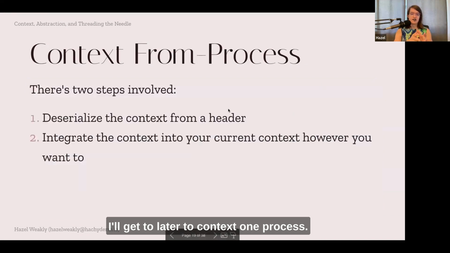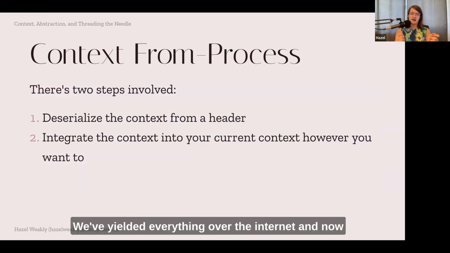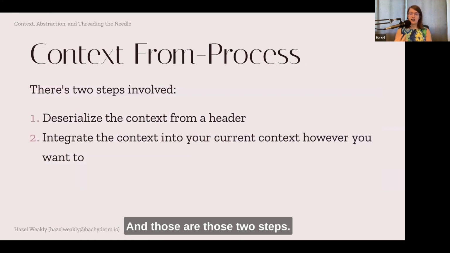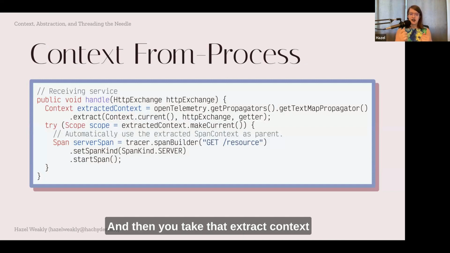The context run process. This is the second process. We've yielded everything over the internet, and now we're ready to receive that and actually integrate it. And those are those two steps. So for this, you get the propagator, you ingest everything, and you deserialize that context, and you extract it. And then you take that extracted context, and you make it your current context. You don't need to make it the current context, but typically that's what people do.